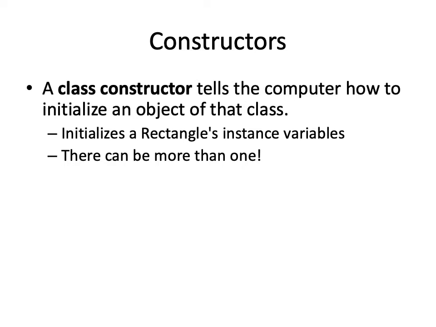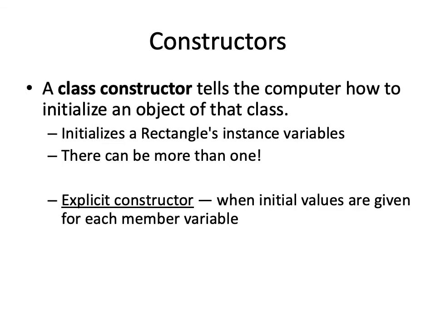Another kind of constructor that you can have is the explicit constructor. The explicit constructor is the one that will be called when there are certain initial values given for each of the member variables that you have. So if you have 5 different instance variables in your class, then the explicit constructor is the one where the user can actually set specific values for each one of those.